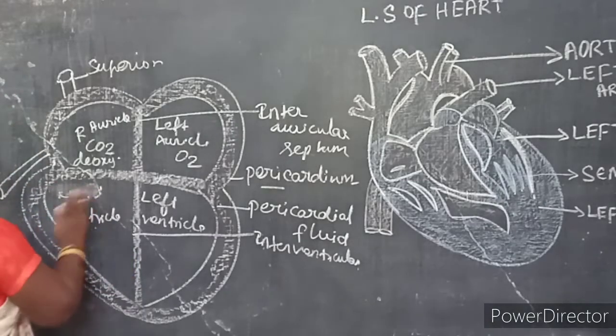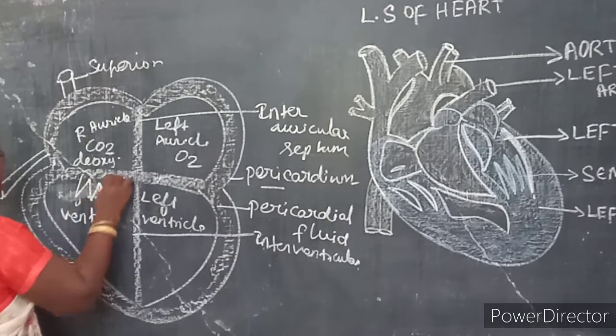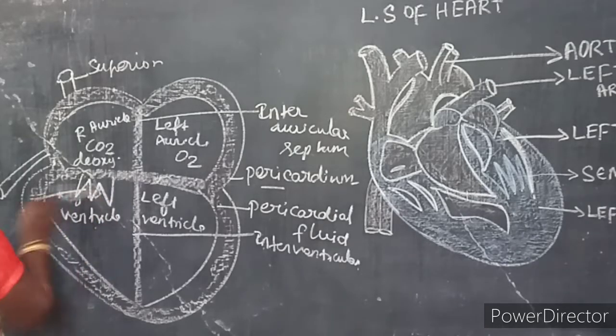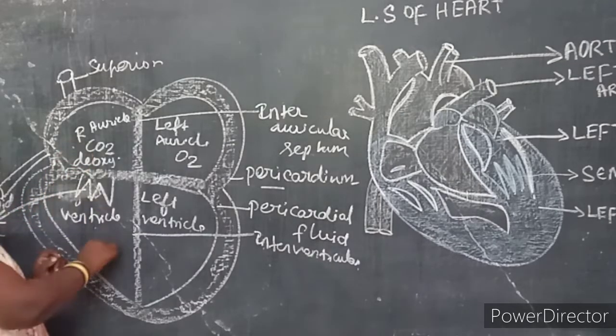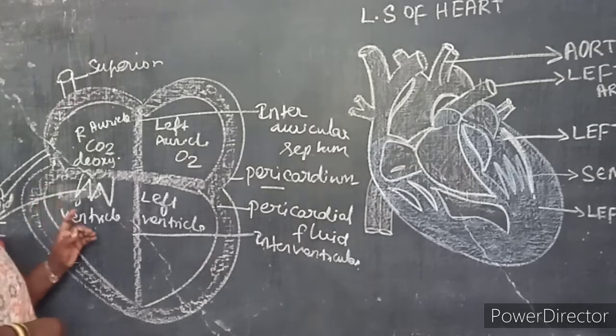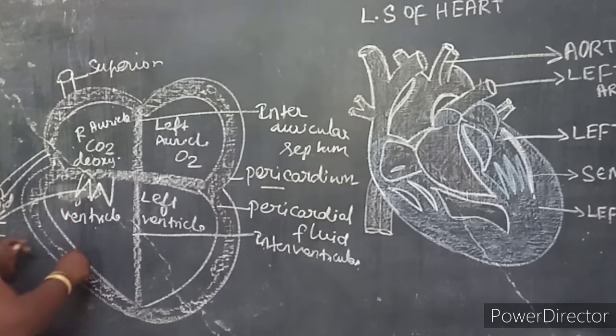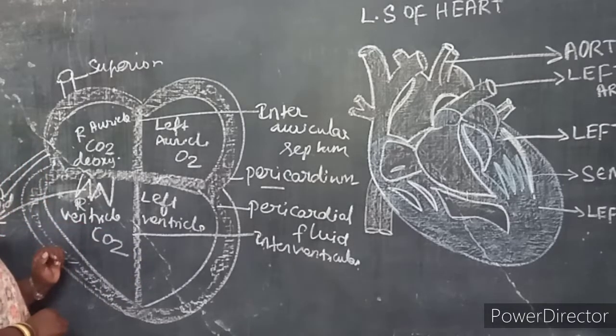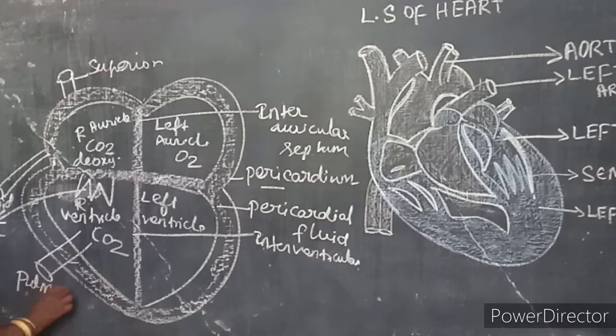Between the right auricle and the right ventricle, there are three flaps present. It is known as the tricuspid valve. The right auricle opens into the right ventricle through the three flaps, the tricuspid valve. Now the right ventricle is filled with what type of blood? Deoxygenated blood. Then from the right ventricle, there arises a pulmonary artery.